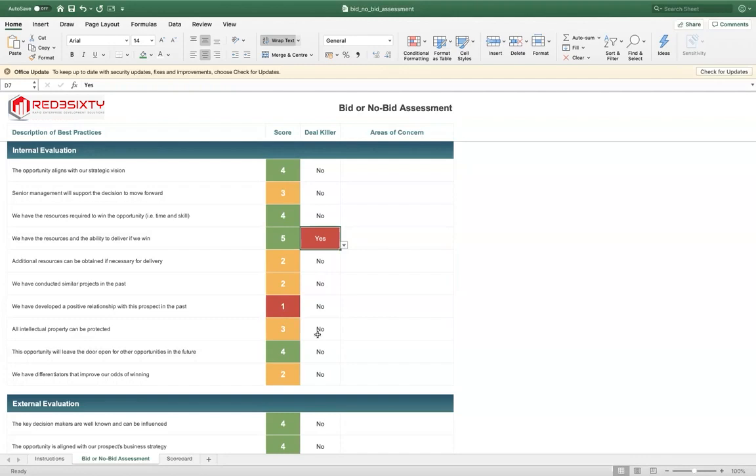All intellectual property can be protected. The opportunity will leave the door open for further opportunities. We have differentiators that improve our odds of winning.